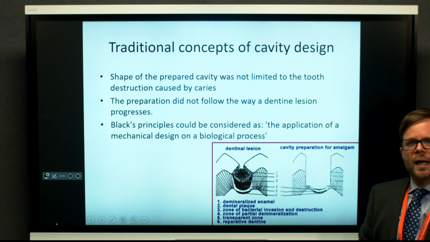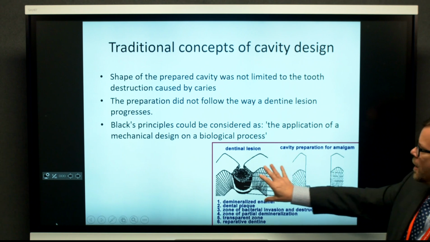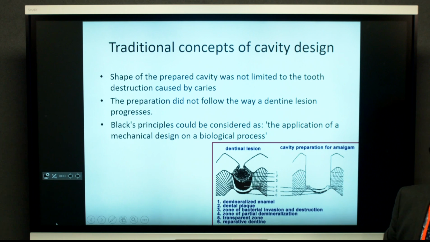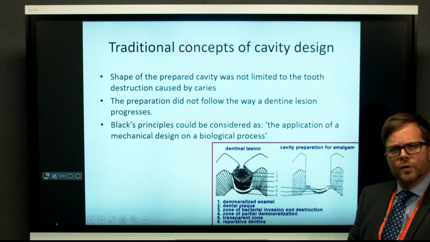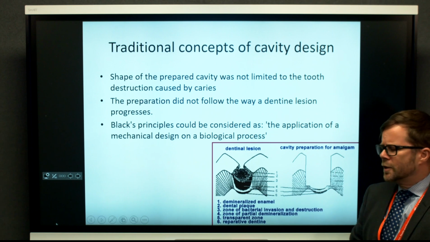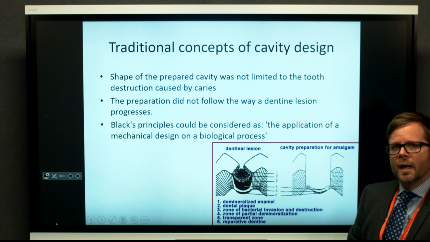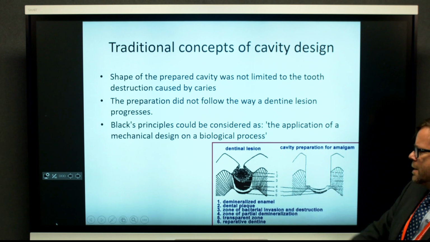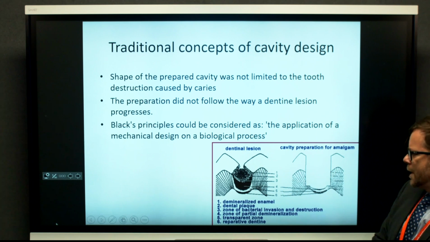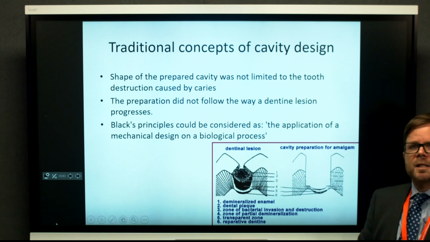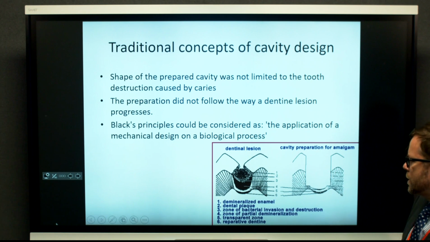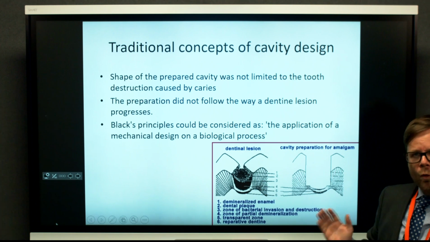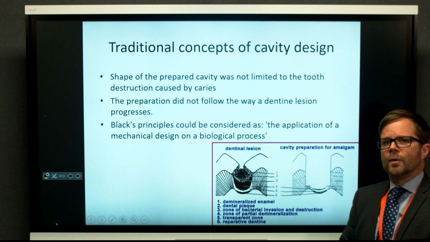And so when we look at the zones of the carious lesion, we understand now that a carious lesion or a dentinal carious lesion has various zones, and within those zones there's varying degrees of mineralization. In G.V. Black's design, all of the zones, the demineralized enamel, the area of bacterial invasion, the so-called infected zone, as well as the affected zone, all was removed in the cavity preparation process.